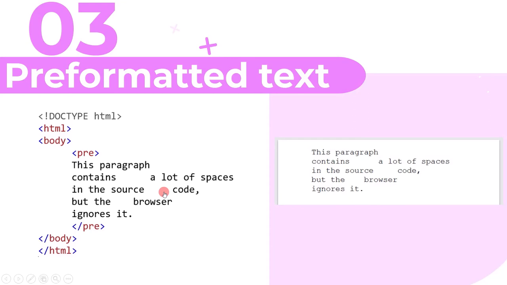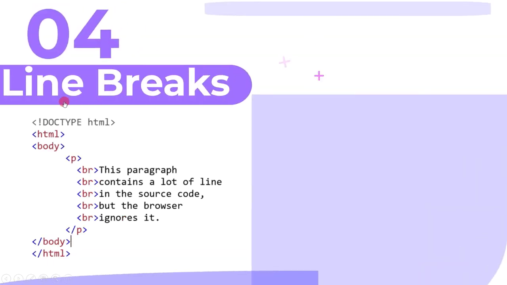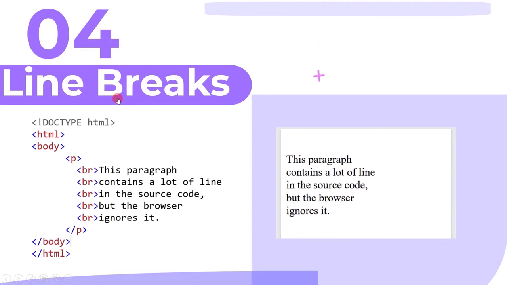If you just want to start the sentence in a new line within the paragraph, then you can use the line break tag. Break line tag is represented as BR. We don't have an end tag for the line break tag. Till now, all the tags we covered had start tag and end tag, but the line break tag does not have an end tag.